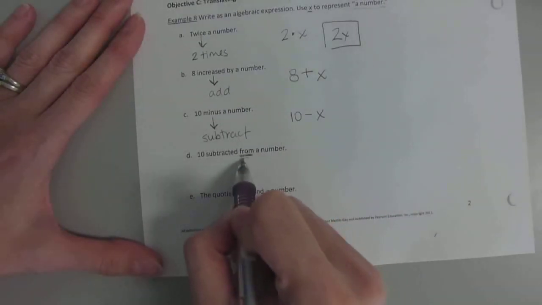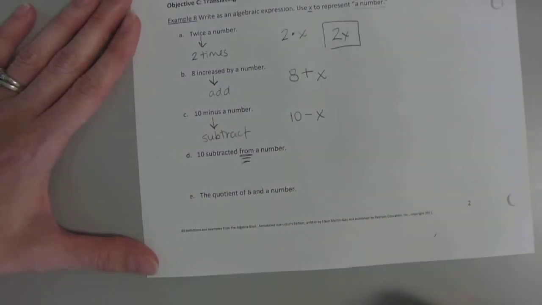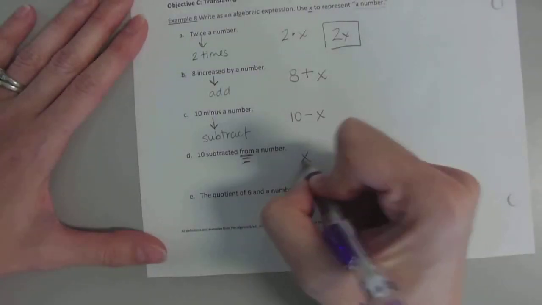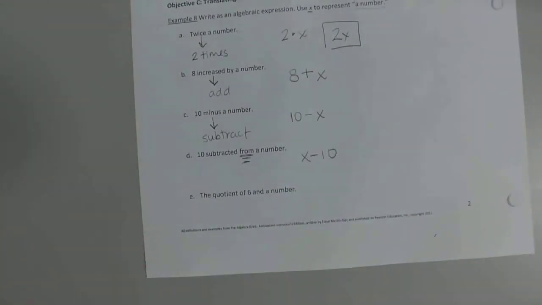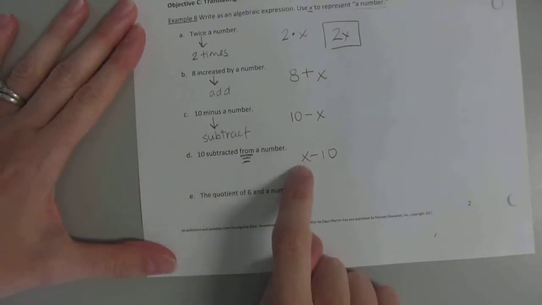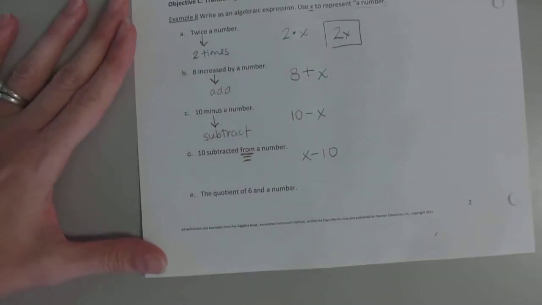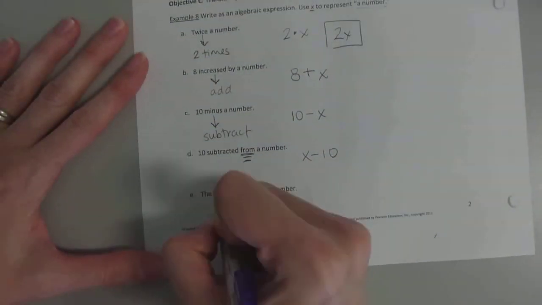It's 10 subtracted from a number. So what's the order going to be there? X minus 10. So 10 minus a number is flat out telling you what to do. Take 10, subtract that number. But 10 subtracted from, when you're subtracting from, he's the guy in the back, right? So we're going to subtract from that number we don't know. We're going to subtract 10.